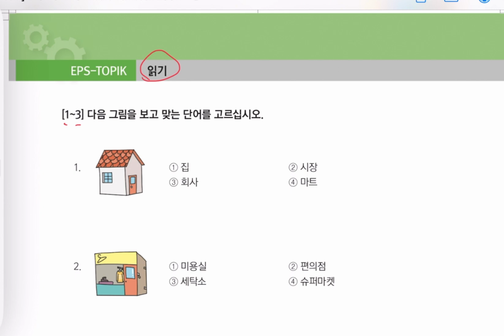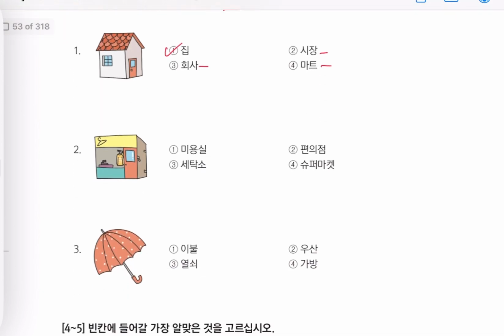Question number 1, 2, 3. Now, next krim, picture, pogo, watch. Majnan and almajnan is the same meaning, better. Thano is word. Korishipsho, select. This is chip. Number 2 is Shijang, market. Number 3, Hwesa, company, and number 4, Math, mart.